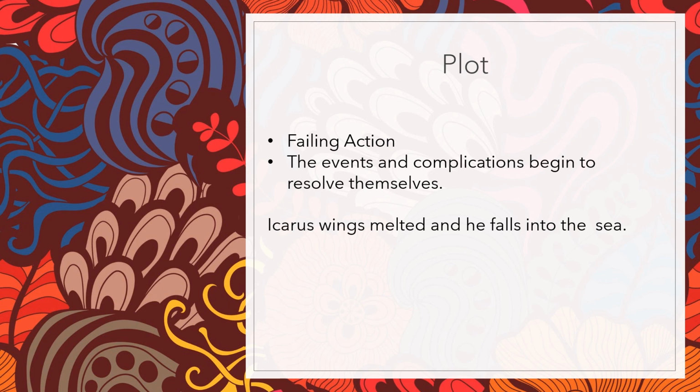En este caso, solamente hay uno que es Icarus' wings melted and he falls into the sea. Las alas de Ícaro se derriten, sabe que la cera se derritió y él cae dentro del mar. Ese es el falling action, ¿ok? Puede haber más de un evento, no necesariamente es uno solo. En este caso sí es uno solo. Let's continue.